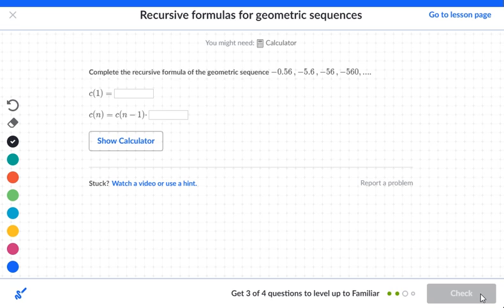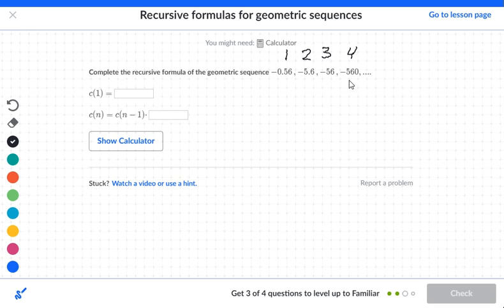Okay, again, we have a recursive formula here, so we want to look at our sequence over here. So our first number in the sequence is negative 5.6. Our second number in the sequence here is negative 5.6. Then we have a negative 56, and then we have a negative 560.